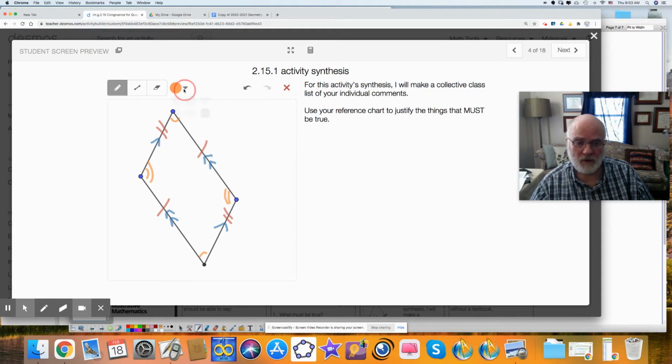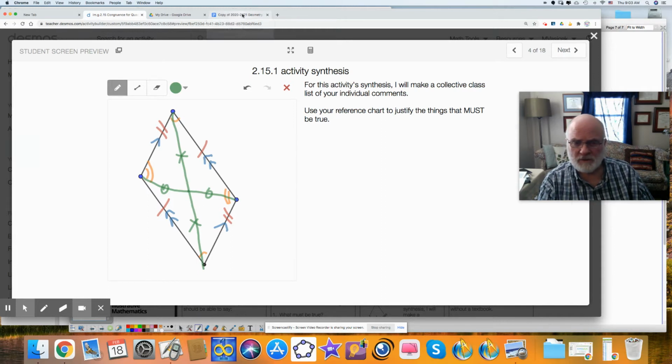The one thing we haven't talked about yet is the diagonals, and that is right here and right here. In a parallelogram, the diagonals bisect each other. So this side would be the same as this one, and this one here would be the same as this one. They bisect each other.